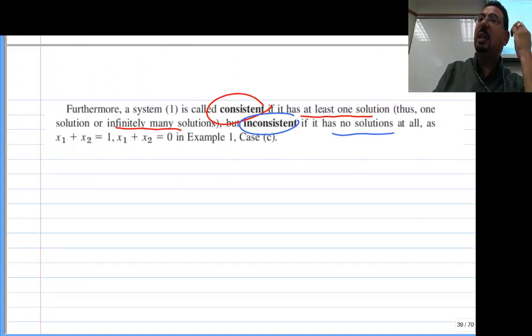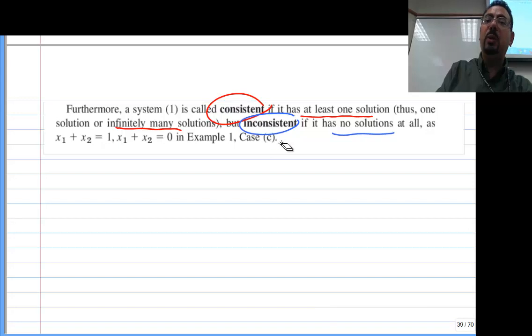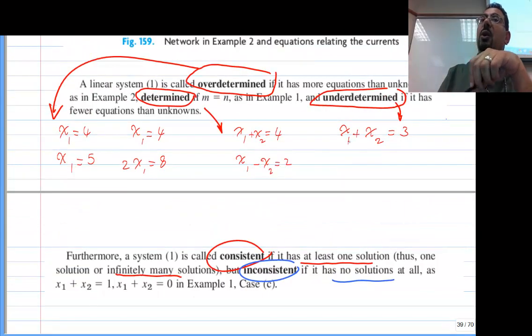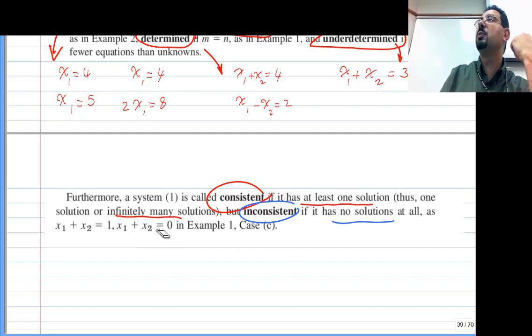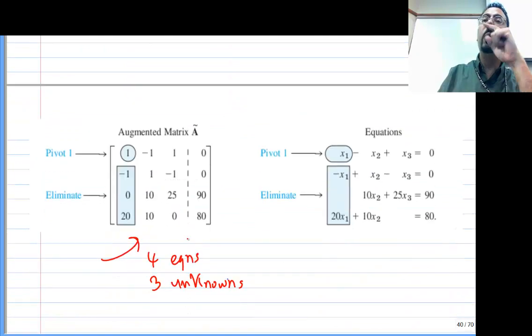So he's basically saying that a system of equations will be consistent if it has at least one solution, whether it's unique or an infinite number, and non-consistent if it has no solution. So this is a non-consistent system: x1 plus x2 equals 1 and x1 plus x2 equals 0. It doesn't have a solution. Non-consistent.